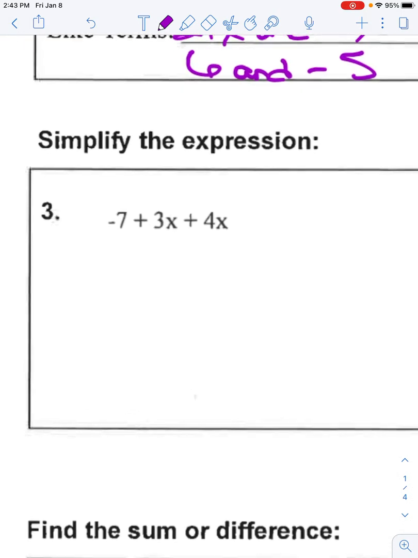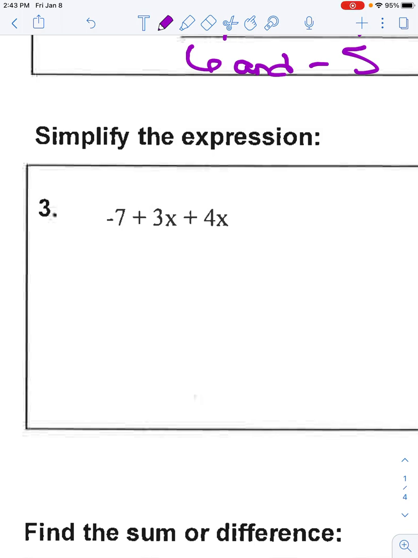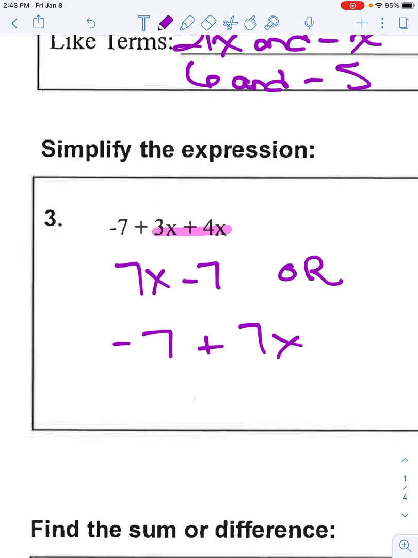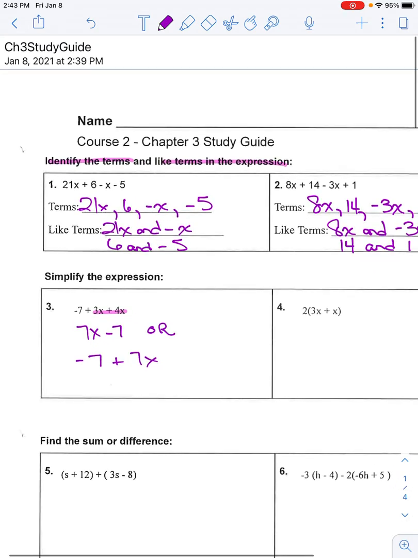3 and 4 want us to simplify the expression. When we're simplifying, obviously we are just combining like terms. 3x plus 4x gives me 7x, and then I've got minus 7. Or you could put negative 7 plus 7x, either one of those would work.